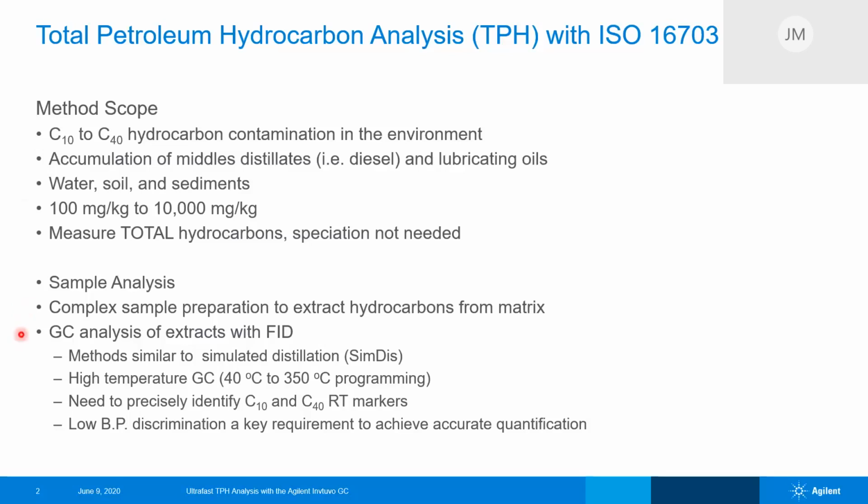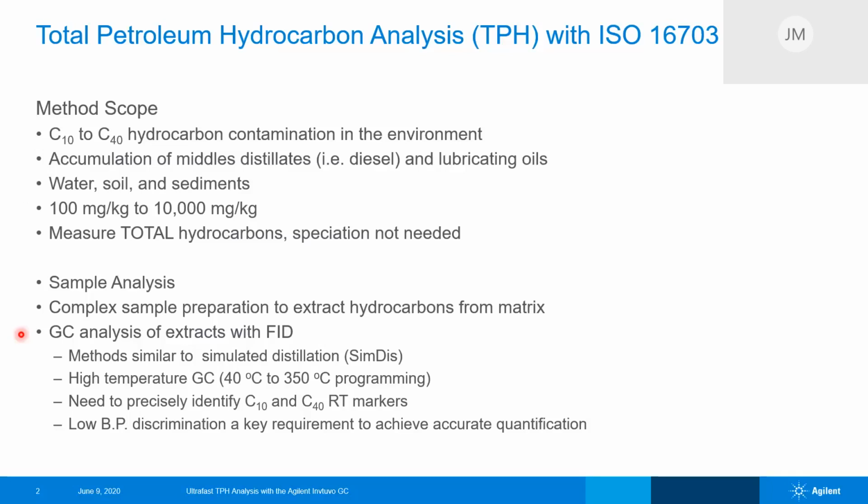Once the sample is prepared, it is then analyzed with gas chromatography by running the extracts through a GC column with detection by a flame ionization detector, or FID. Now, if we look at this method, some of you who are maybe familiar with simulated distillation or SIMDIS methods will see that this method looks very similar to that. In fact, some of the ASTM SIMDIS methods actually seek to measure the same range of hydrocarbons in actual fuel samples as we are measuring here in the fuel once it's contaminated in the environment.